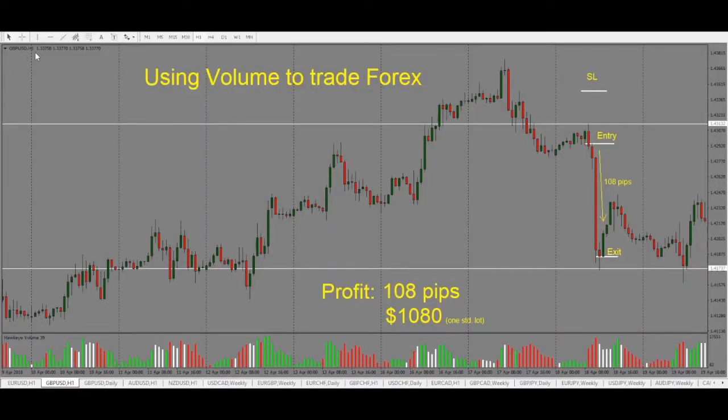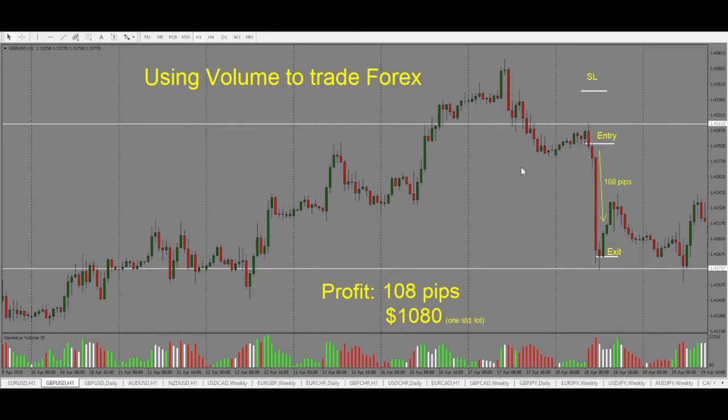This is the pound US dollar 1 hour chart. I like to combine using volume with price action. Price action on its own is good. However, when we use volume, it just gives us extra information and it can help our decision making. So in this case, we are looking at a short trade here. We have a bearish engulfing candle. And in this case, we'll combine the volume with it.